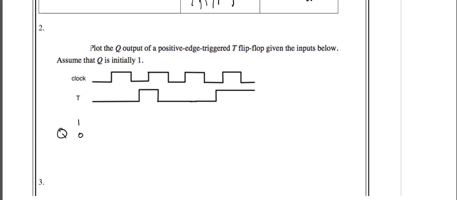But when you say no change to the old Q? That's right. Q stays the same. Okay.